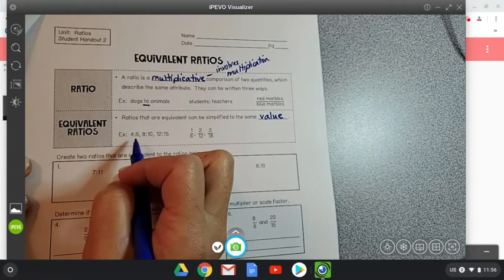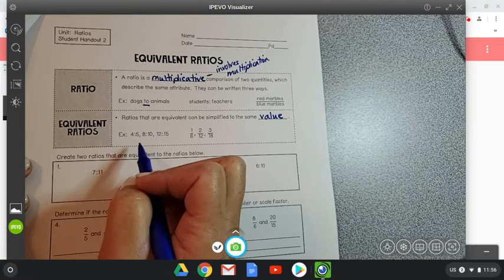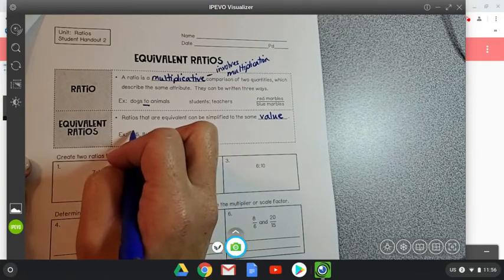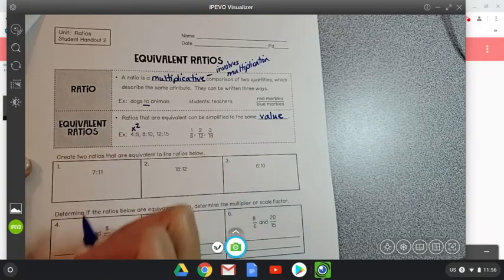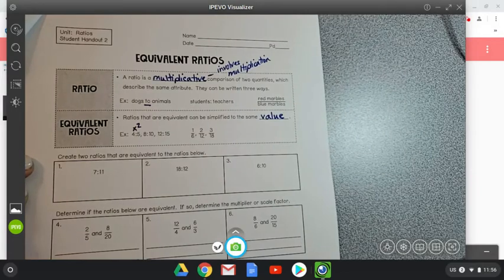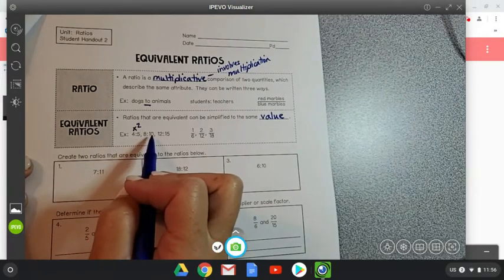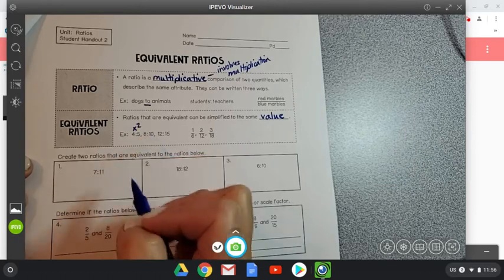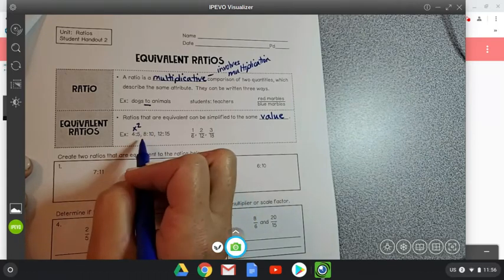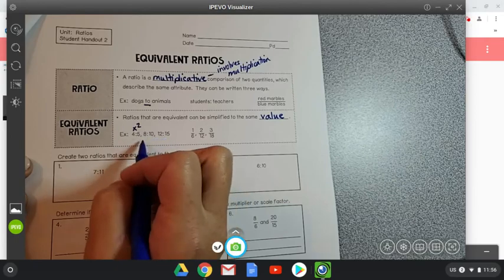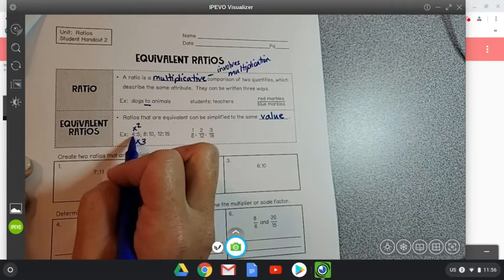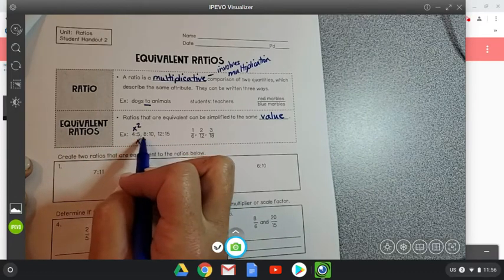If you can multiply both of the numbers by the same value, that is what makes it equivalent. So for example, I can take the 4 and the 5 and multiply them by 2, and it will give me 8 and 10. So 4 times 2 is 8, 5 times 2 is 10. Now, I can do the same thing with the 12 and the 15, except I'm going to multiply by 3 to get 12 to 15. So 4 times 3 gives me 12. 5 times 3 gives me 15.